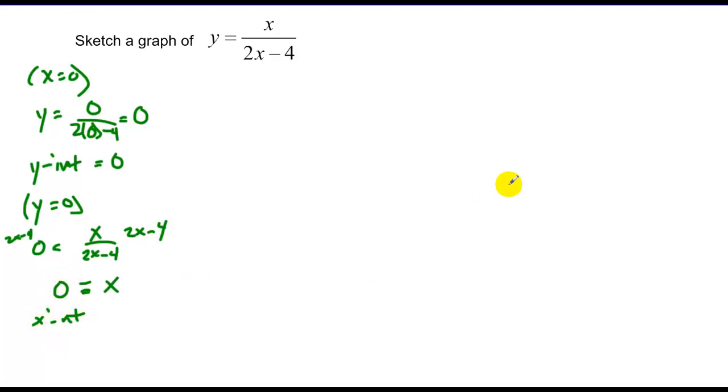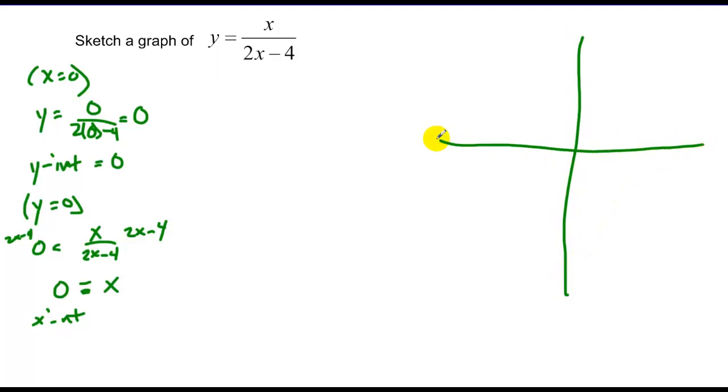And that makes a lot of sense because if I draw my coordinate graph and I put a y-intercept at 0, well, my x-intercept is 0 at that point as well. Next, we'll set our denominator equal to 0 to find my vertical asymptote. And in doing so, I have 2x minus 4 is equal to 0. Therefore, x is equal to 2. And that's my vertical asymptote.